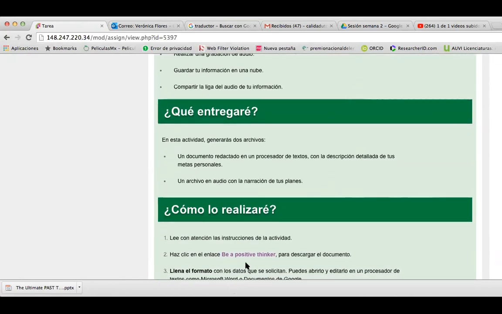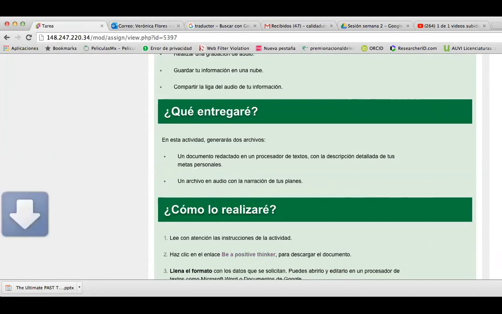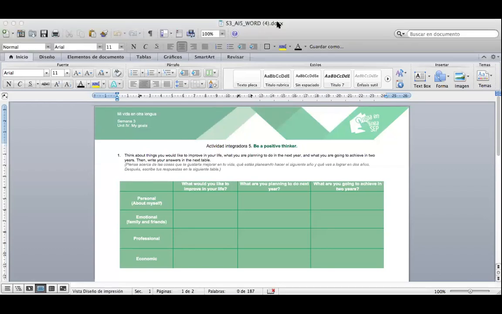First, you need to download the Be a Positive Thinker document. Let me share it with you. Here you have to think about things you would like to improve in your life, what you are planning to do next year, and what you are going to achieve in 2 years. Then write the answer in the next table.